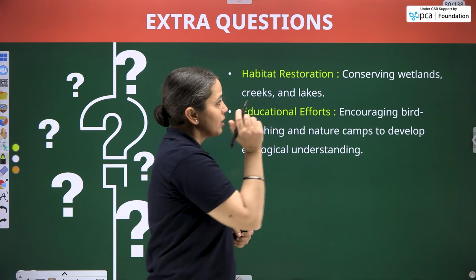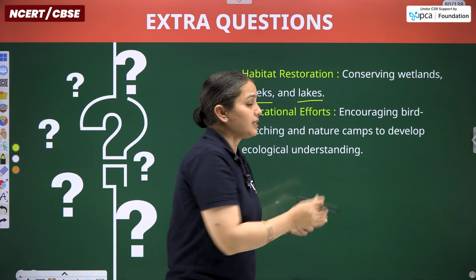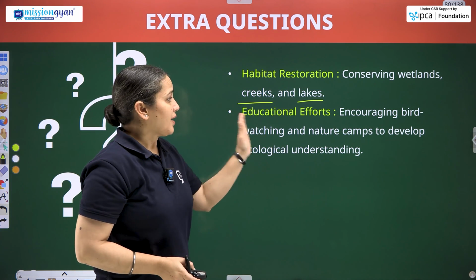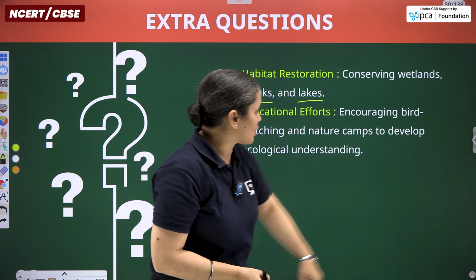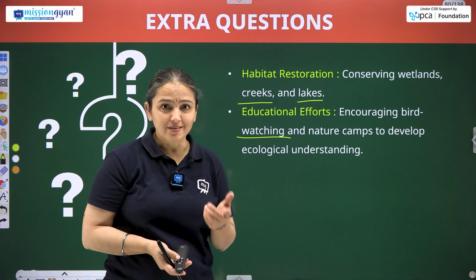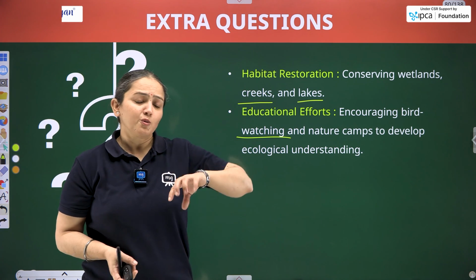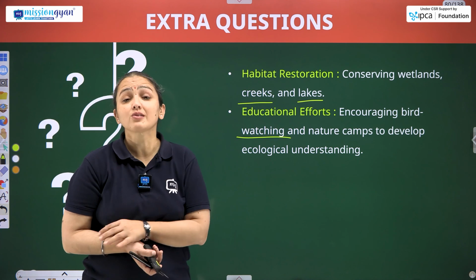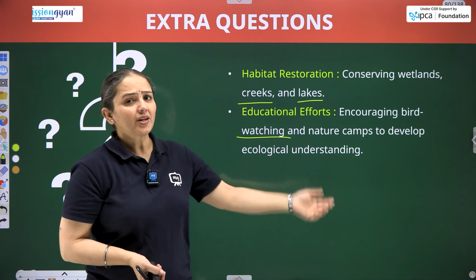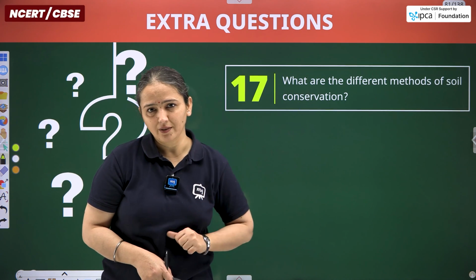Habitat restoration. So conserving wetlands, creeks and lakes. These are particularly the regions where animals do reside along with their natural habitat. Educational efforts, so encouraging bird watching so that more and more species should be conserved, saved, protected, and nature camps to spend a night in the natural zone within the nature to understand the importance of the nature. The nature camping should be done within the schools and awareness programs should be promoted along with that.